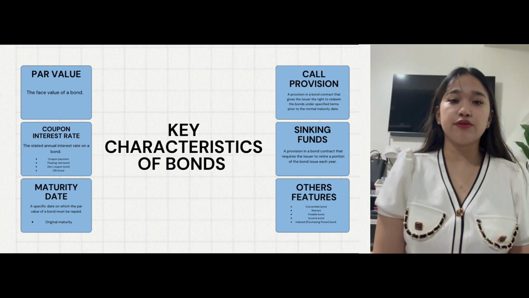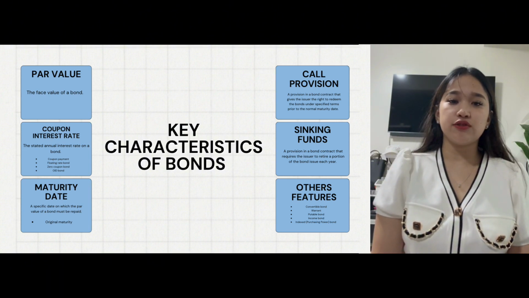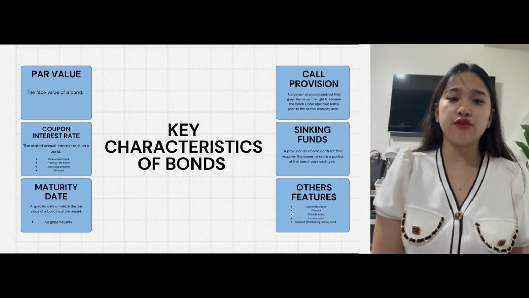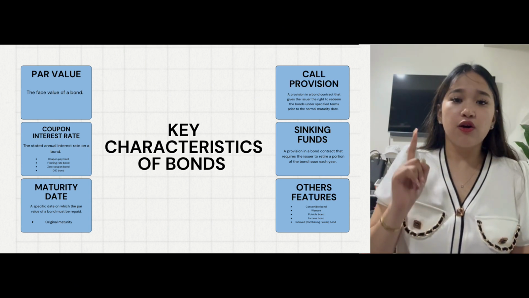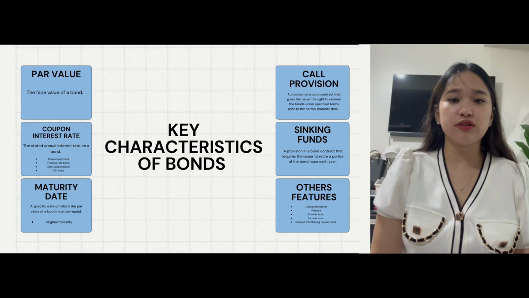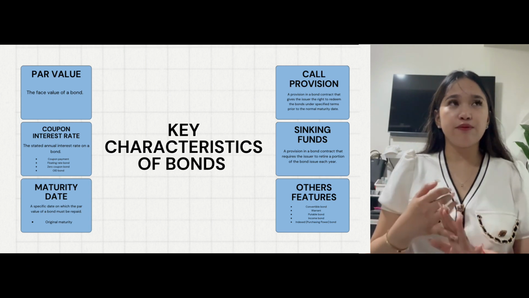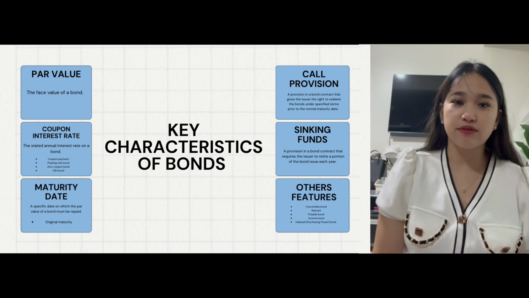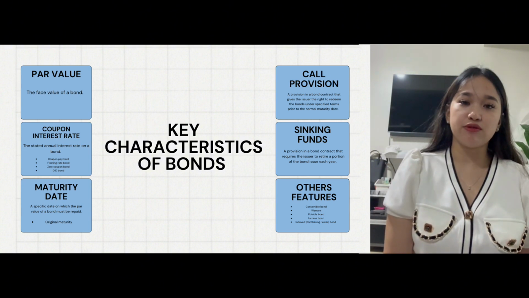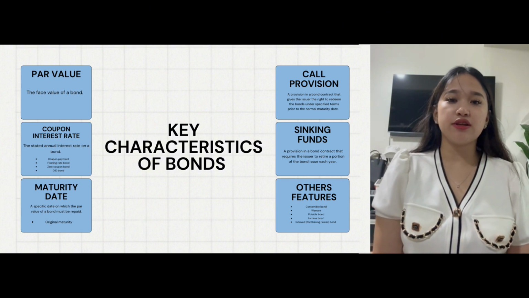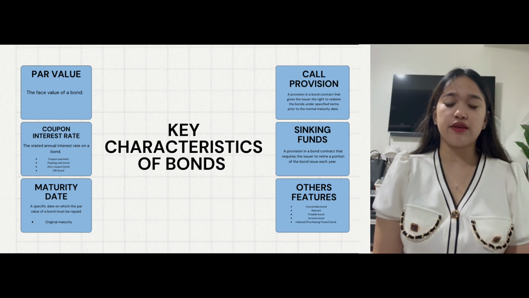The par value is the stated face value of the bond. For illustrative purposes, we generally assume a par value of $1,000, although any multiple of $1,000, for example, $5,000 or $5 million, can be used. The par value generally represents the amount of money the firm borrows and promises to repay on the maturity date.